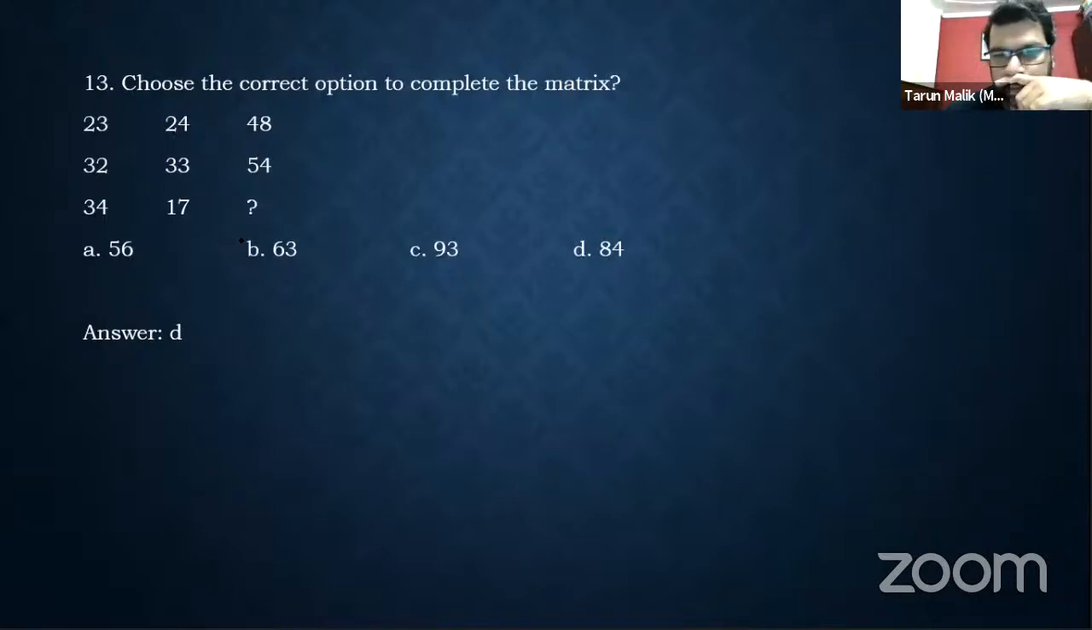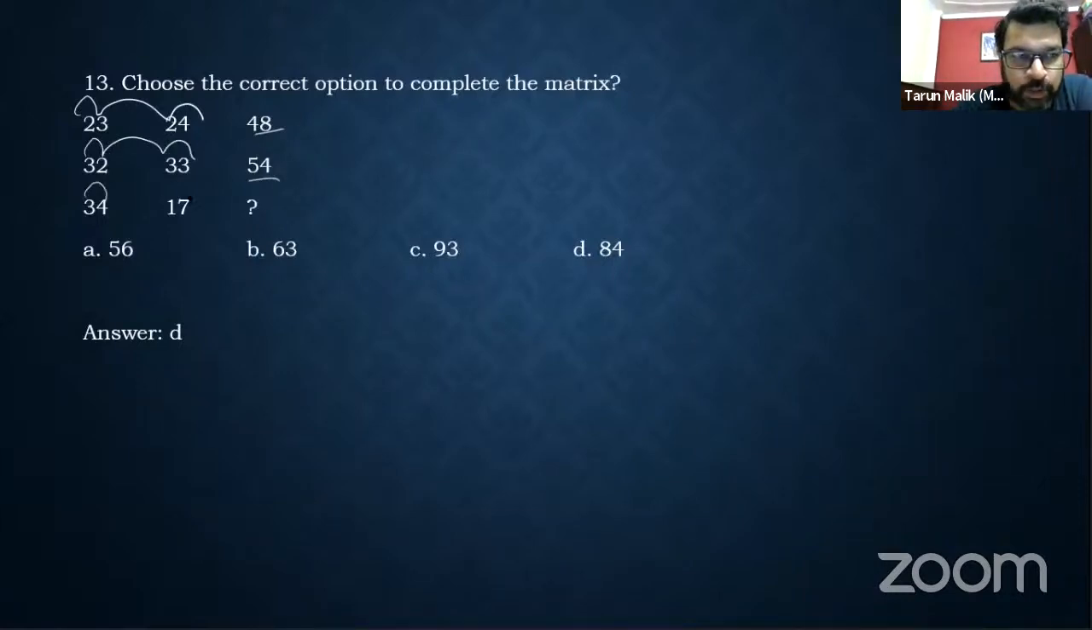Those who have done it correctly must have been thinking something, right? No response. Chalo, मैं बता देता हूँ. 2 into 3 into 4 into 2. Just multiply all the 4 numbers. 2 into 3 into 2 into 4 is 48. 3 into 2, 6 into 3 into 3 is 54. 3 into 4 into 1 into 7 is 84. Okay? Everybody got the logic? Simple multiplication of digits, that's it.